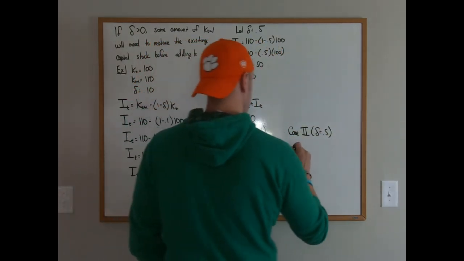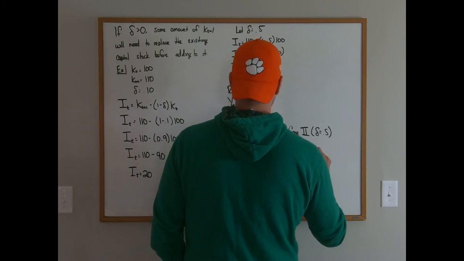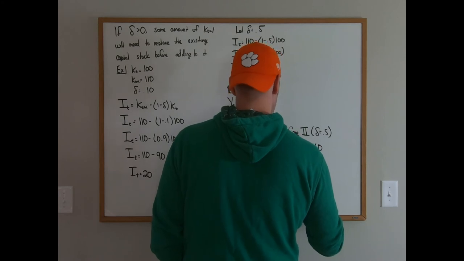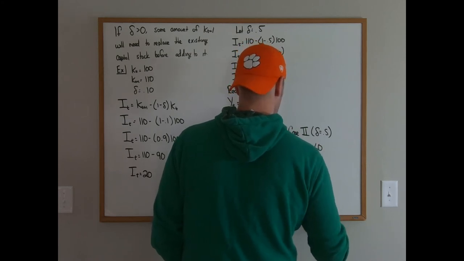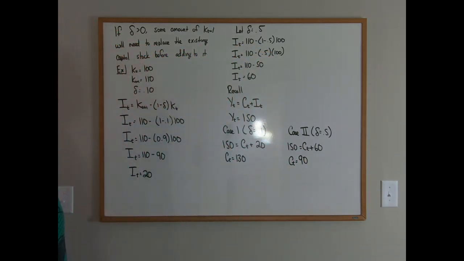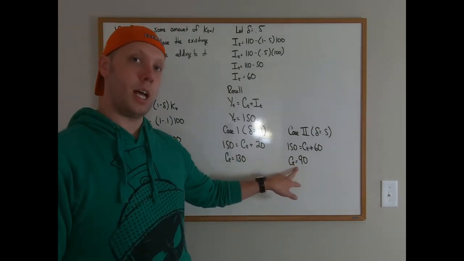Depreciation is 0.5. Output still 150. Now, because depreciation rate is higher, investment has to be higher, which means consumption has to fall. So here consumption's 130, here consumption's only 90.